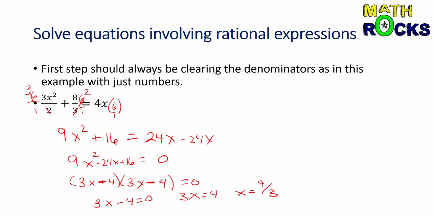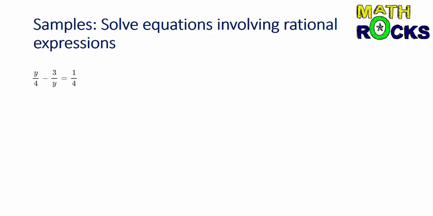So again, this was the method for clearing the denominators. Let's take this method and move forward to one that has a variable in the denominator. In this case, we have 4 and y in our denominators. So my least common denominator in this particular example is going to be 4 times y, because I need to include the variable. So now I'm going to multiply everything by 4y.